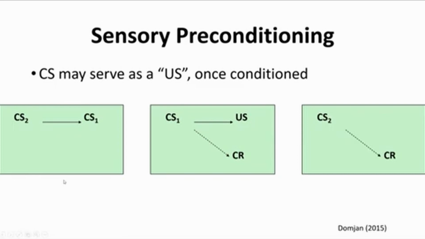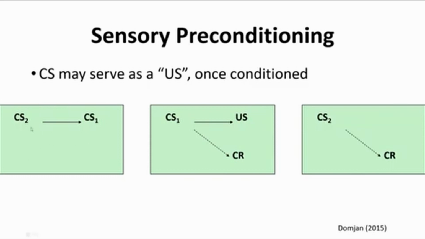Our second example is sensory preconditioning. Now this one's kind of cool, and I hadn't really thought about it until I started teaching about learning, but then once you see it, it's like, oh, that makes sense. So for sensory preconditioning, we're still going to have two conditioned stimuli, but in this case, we are going to start by associating the two conditioned stimuli with each other before we have any classical conditioning occurring. So this would be a preconditioning phase or a pre-exposure phase.